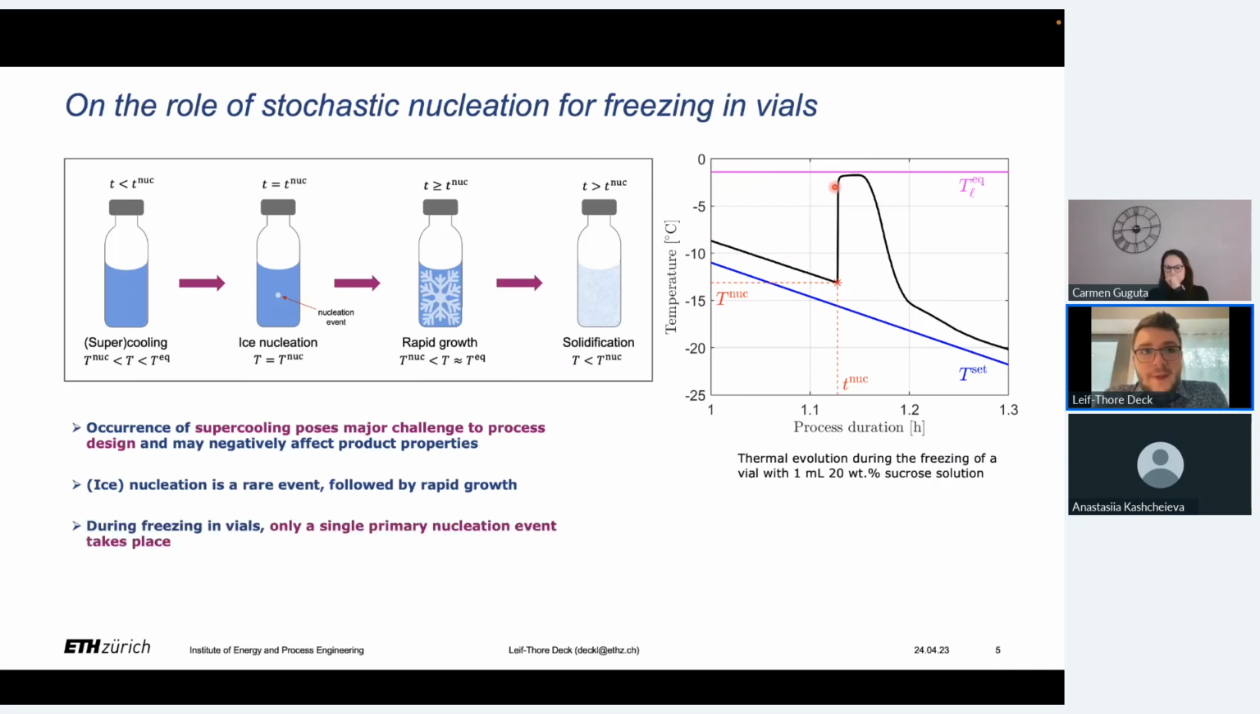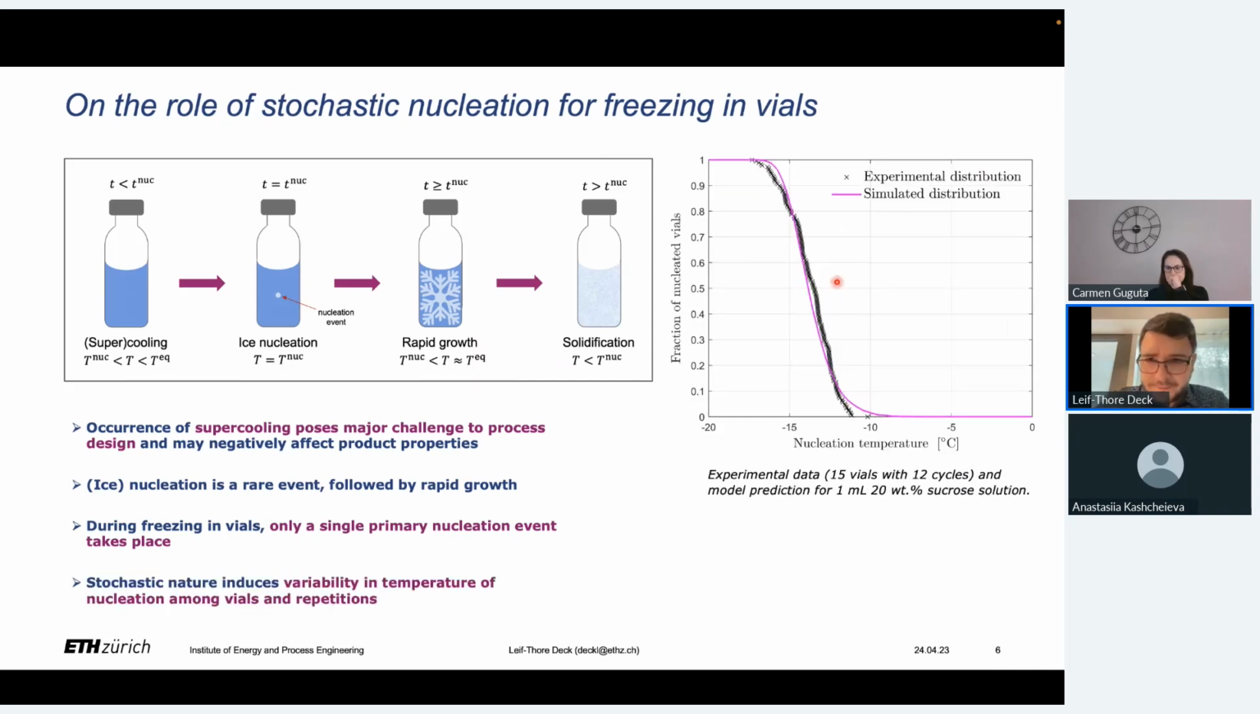Now, what this practically means, and this is now very relevant, is that only a single primary nucleation event takes place. Because as soon as a nucleation event happens, a nucleus is formed, and then growth happens everywhere because it's so fast. But because growth happens everywhere, this first nucleus actually completely governs what happens in the vial, and we have only one nucleation event. And if we have a situation like this, that we have a rare event, which is an activated process, then we have a lot of stochasticity.